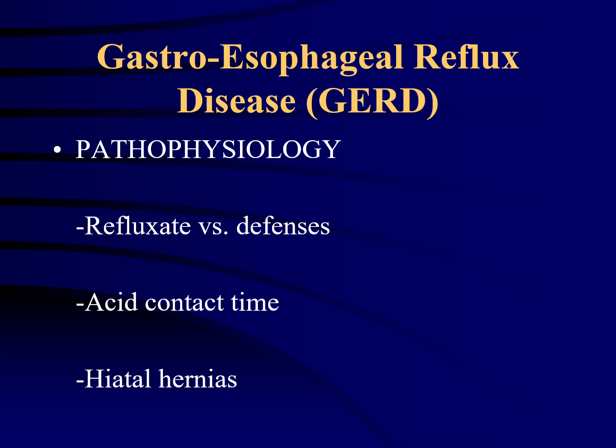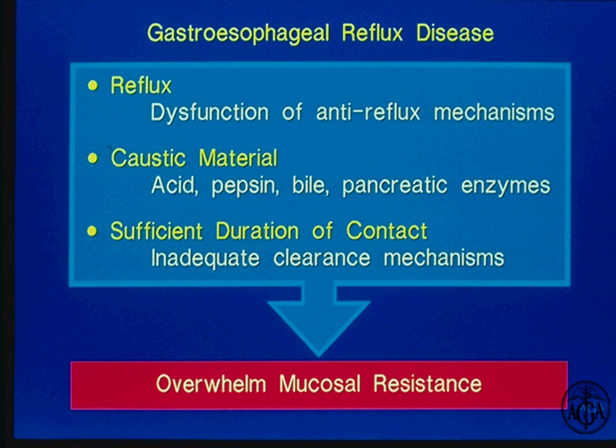I'll be discussing two main diseases in the esophagus, GERD and achalasia. The first here is GERD, which is gastroesophageal reflux disease. I'll be discussing the pathophysiology, namely the potency of the refluxate versus the defenses, the importance of acid contact time, and the relevance of hiatal hernias.